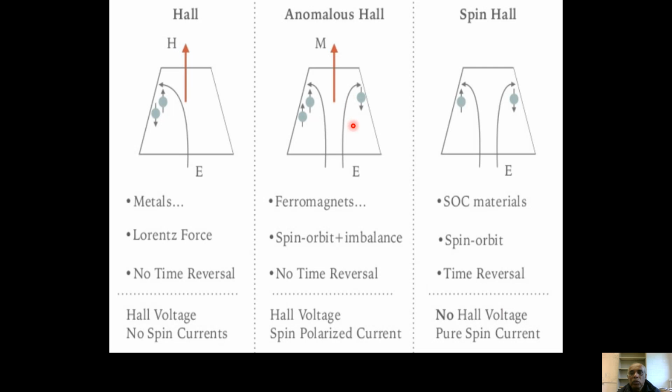Now in this case, you have this due to the ferromagnets, right? So you have spin orbit coupling, and also there's some imbalance because of the magnetization. You can have more spin up or more spin down. Because of that, there's some imbalance of the spin contributions from up and down. So that means there is no time reversal here. Time reversal symmetry is broken in this case.